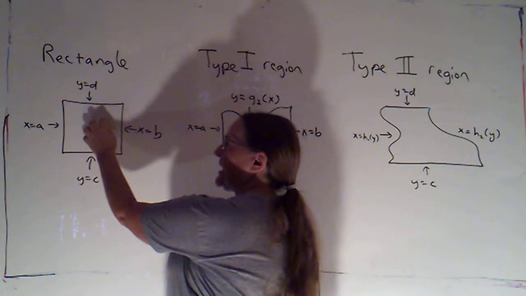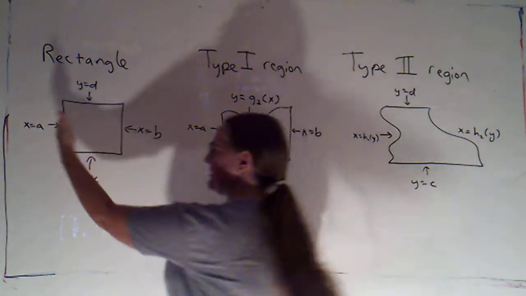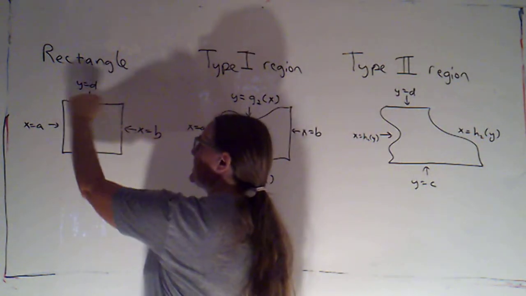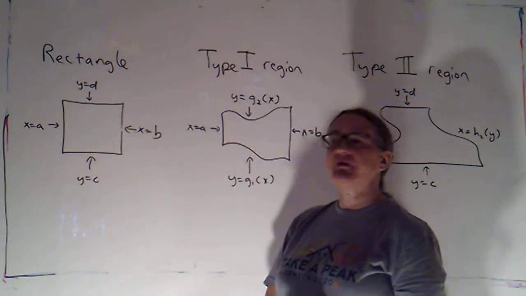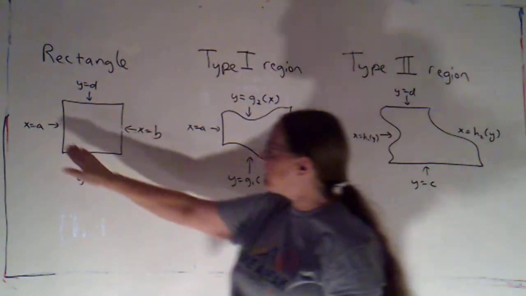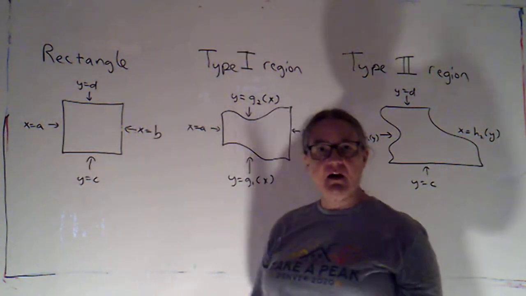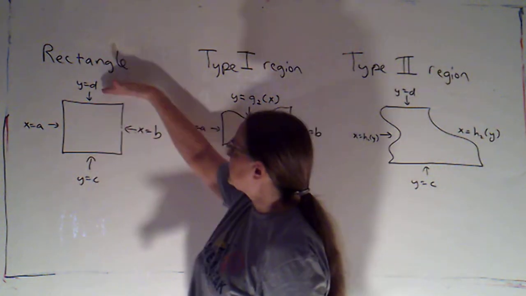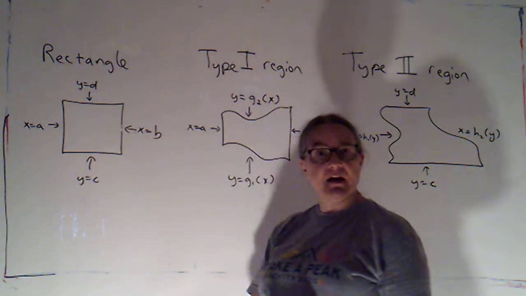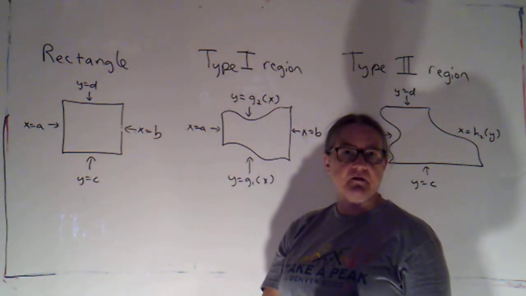And here's the basic idea. With a rectangle, it has 4 boundaries. We have a left side and a right side and a top and a bottom. Okay, and all of those are given by constants. So the left and the right side are given by x being constant. That gives me vertical lines in the xy plane. The top and the bottom boundaries are y being constant. That gives me 2 horizontal lines.